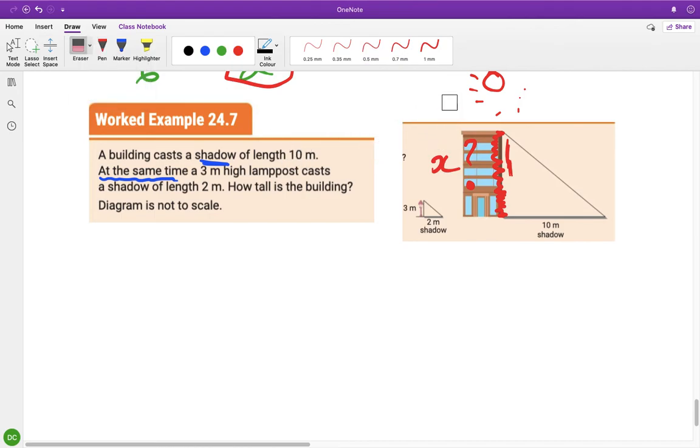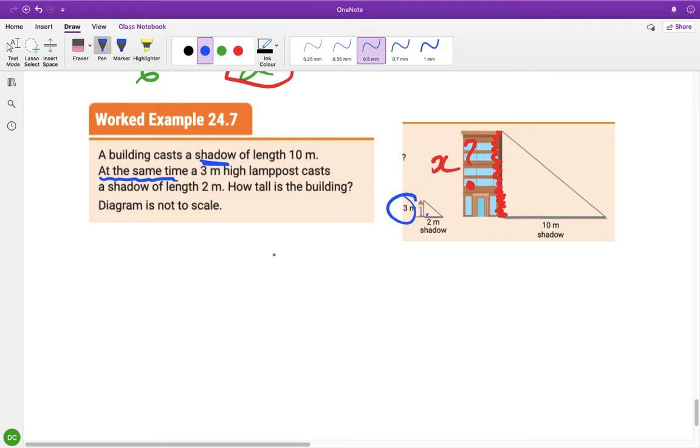But the fact that it says we're talking about shadows and that both of these snapshots were drawn at the same time, I know they're not photographs, means you would have the same angles because the sun was at the same height in the sky. Okay, so we can assume these are similar. And if they're similar, then their sides are proportional in order.